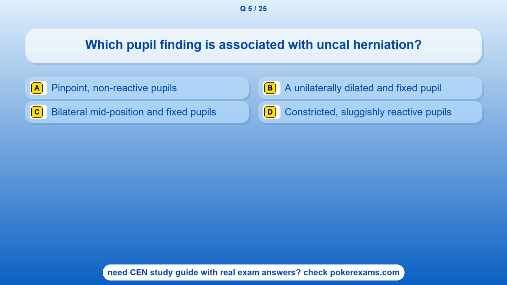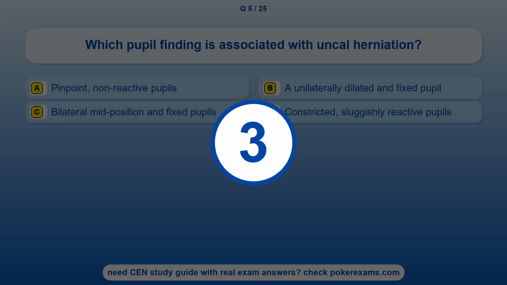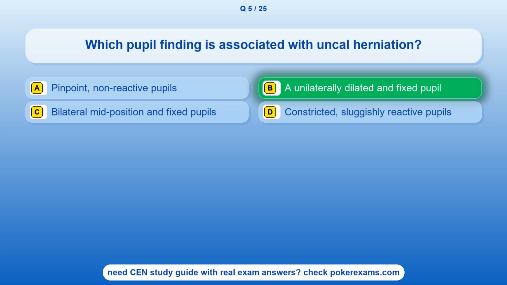Question 5. Which pupil finding is associated with uncal herniation? Option A, pinpoint, non-reactive pupils, option B, a unilaterally dilated and fixed pupil, option C, bilateral mid-position and fixed pupils, option D, constricted, sluggishly reactive pupils. The correct answer is option B, a unilaterally dilated and fixed pupil.